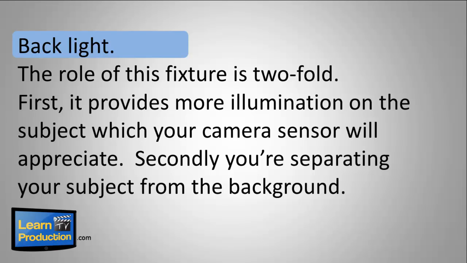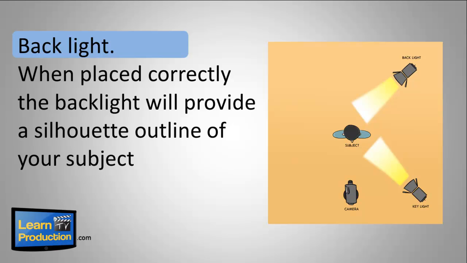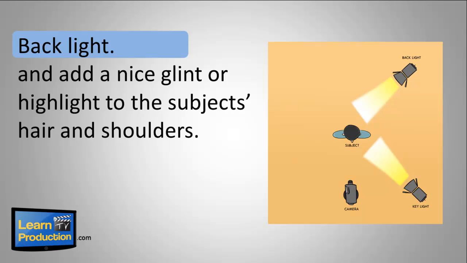Now on to the backlight. The role of this fixture is twofold. First off, it provides more illumination on the subject, which your camera sensor will appreciate. And secondly, you're separating your subject from the background. When placed correctly, the backlight will provide a silhouette outline of your subject and add a nice glint or highlight to the subject's hair or shoulders.